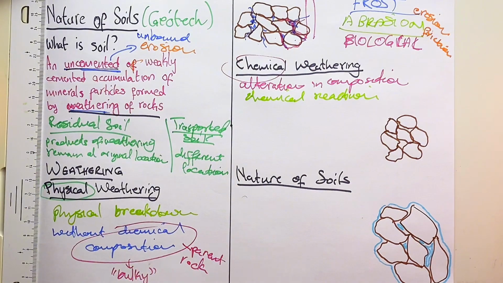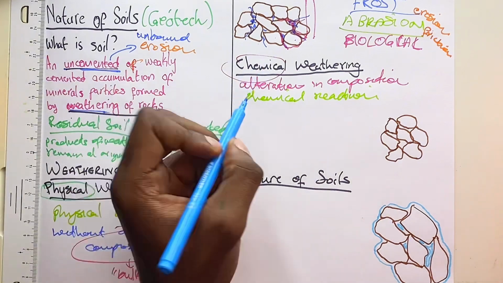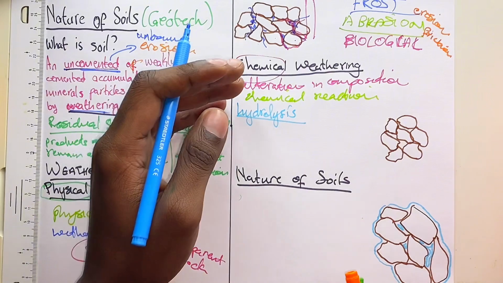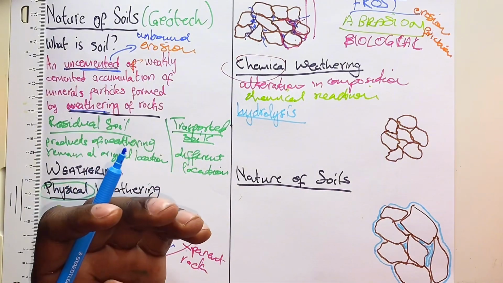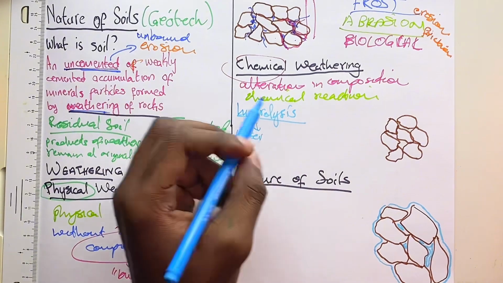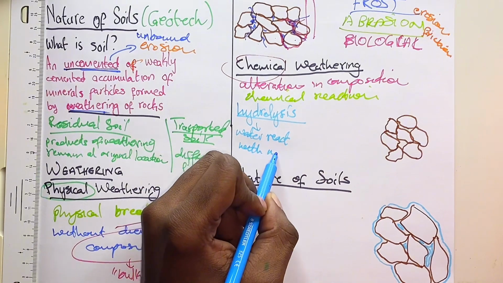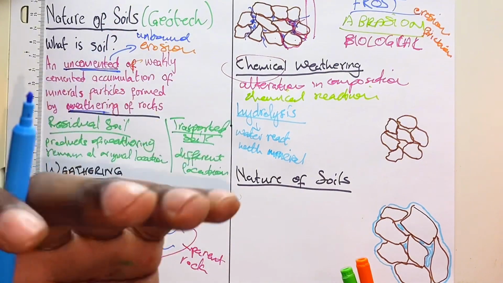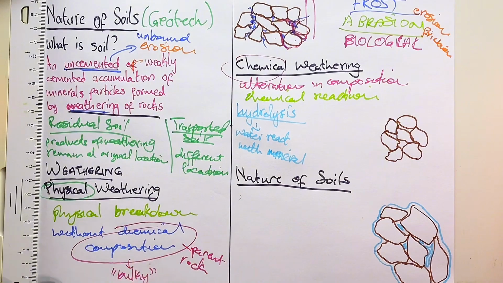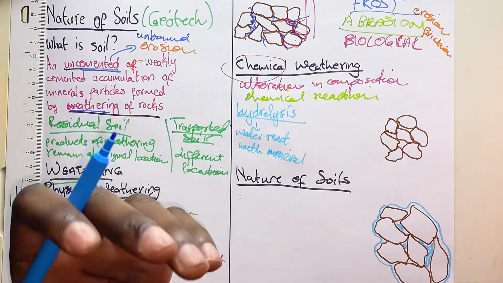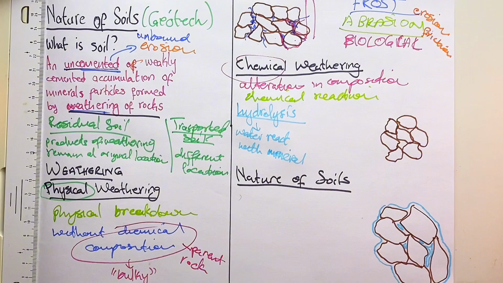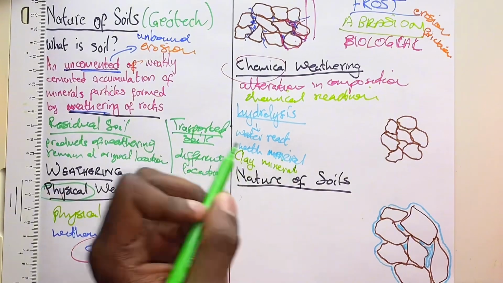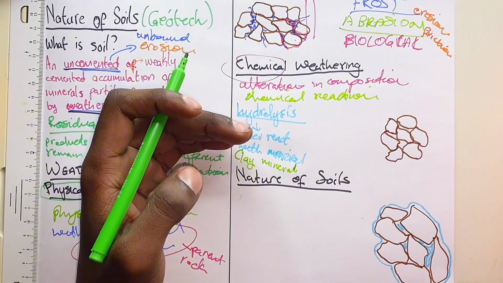Now, an example of chemical weathering is hydrolysis. Hydrolysis is interesting: it is when water reacts with the minerals inside your rock. An example of this is when you take a simple soil and add water to it, and then it changes composition and becomes a clay mineral. This is a result of the chemical reaction that takes place with your rock.